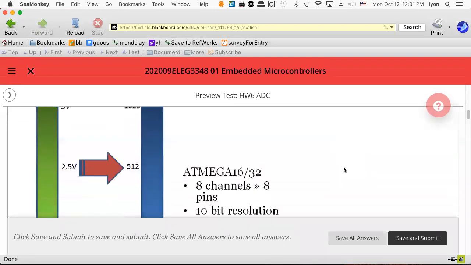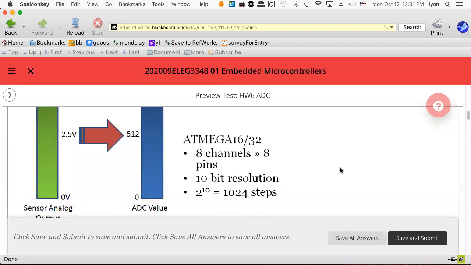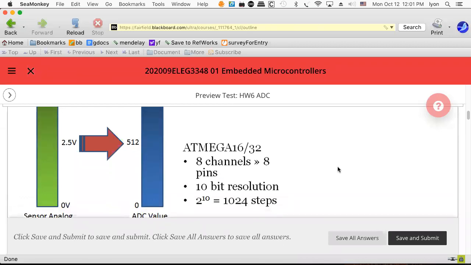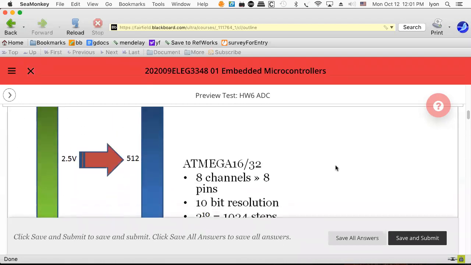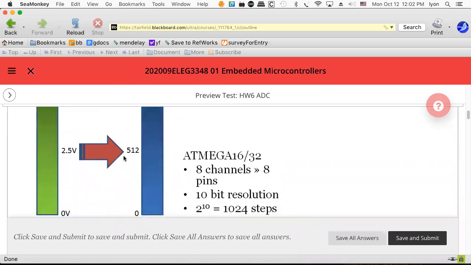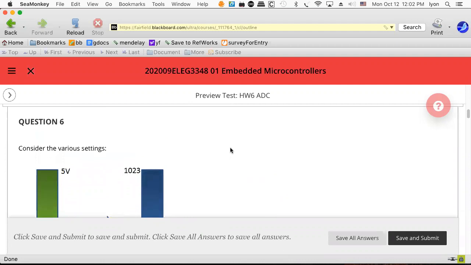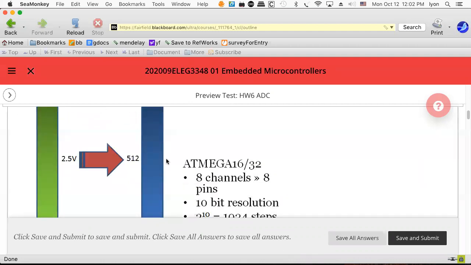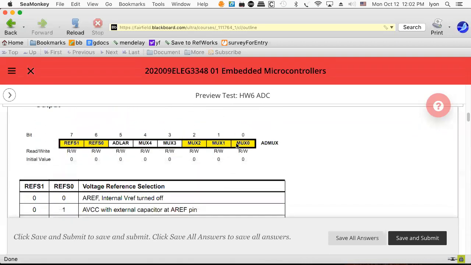So here's another one. I like this. This is kind of interesting. I have 8 channels of A to D converter on some ATmegas, especially the Mega. Yeah, the ATmega is a little bit bigger than the Uno. They all have 10-bit resolution. If I range from 0 to 5 volts, then I would expect an ADC value to go from 0 to 1023, and that 2.5 volts would correspond to a number around 512. So that sort of makes sense. And now here comes the actual REFS, right?